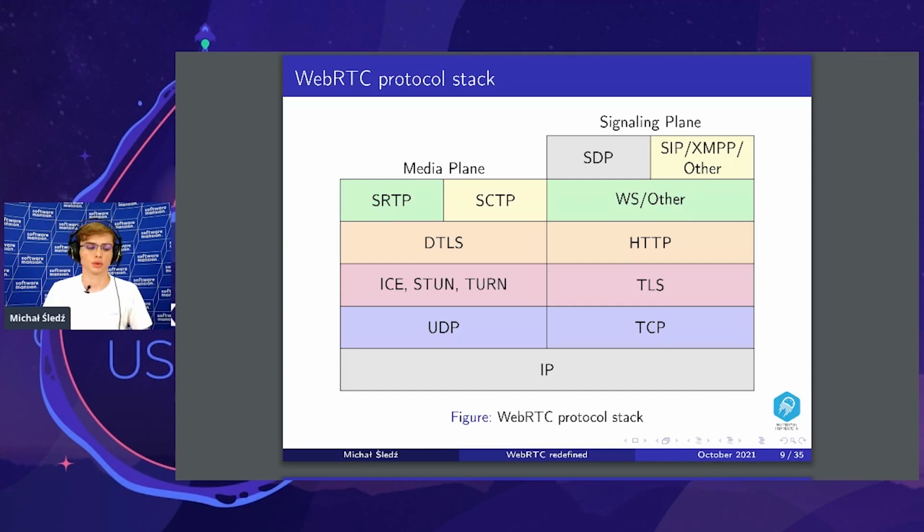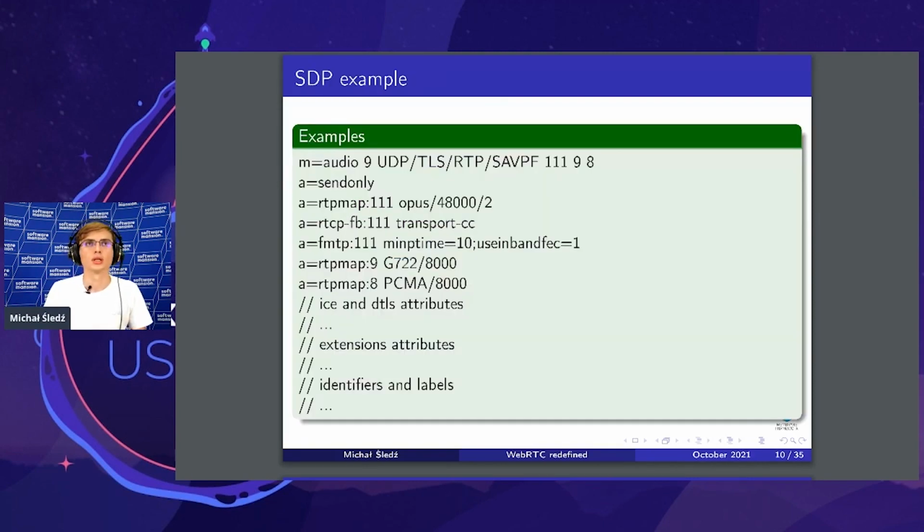So whenever you want to say how many tracks we are able to receive or send, we have to construct a proper message called an SDP offer, and the other side has to construct an SDP answer. And the SDP protocol defines how those messages should look. This is a very simple example of SDP.